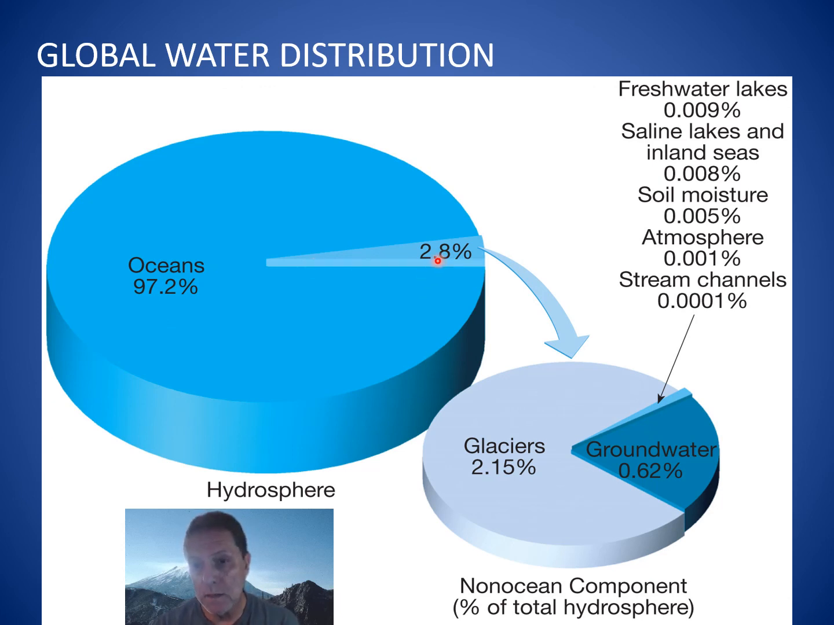Of the fresh water, a small percentage is freshwater lakes. The soil moisture is, again, a small percentage, atmosphere as well, stream channels. Everything you see on this list make up this thin little light blue slice of fresh water. And as you can see, most of our fresh water is locked up in ice, in glaciers, ice caps, Greenland, Antarctica, mountain glaciers, valley glaciers, and so forth.